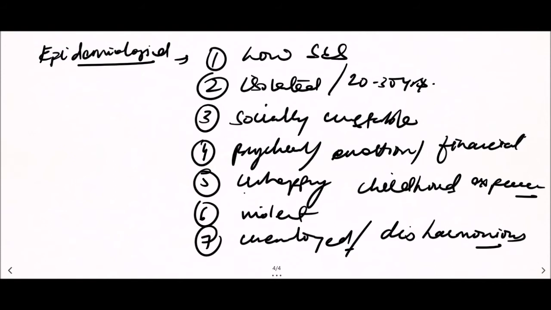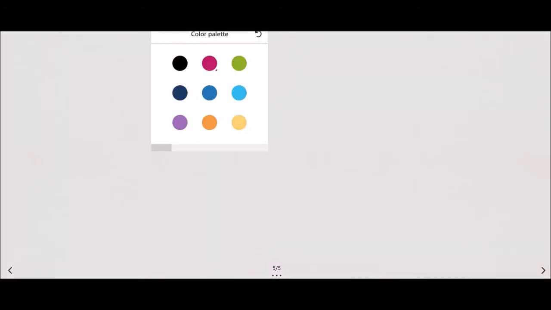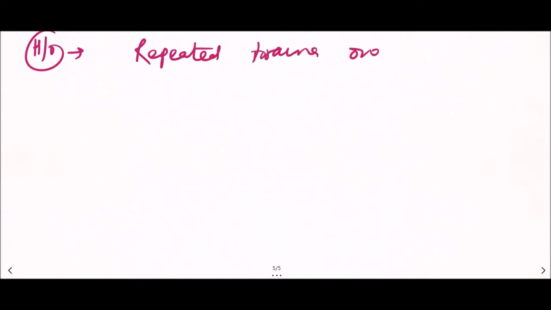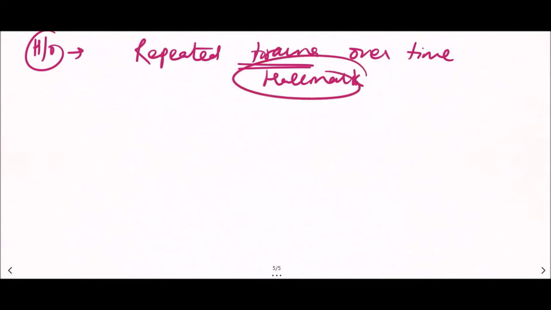Now, the most important finding to rule out battered baby syndrome is based on various features. Like, first is the history. So the history given by the parents is of repeated trauma over time. This is the hallmark of battered baby syndrome: repeated trauma over time.